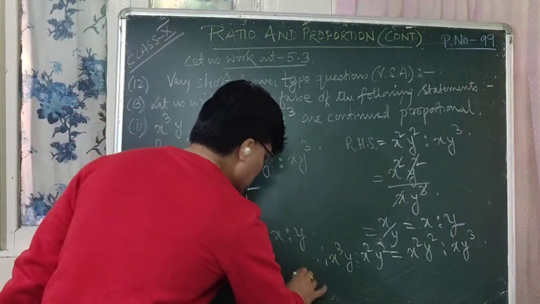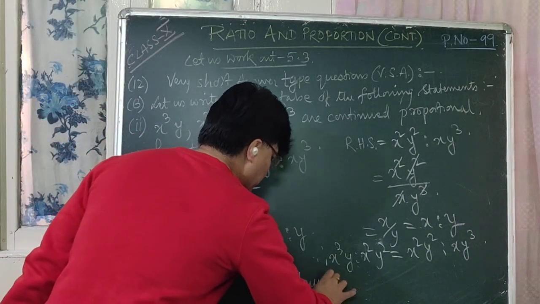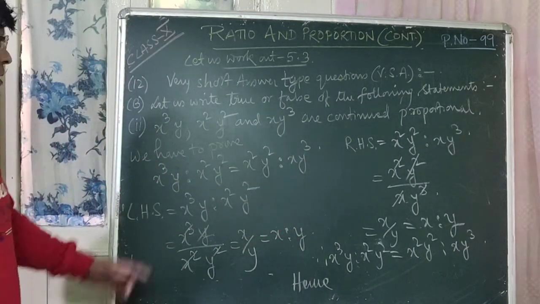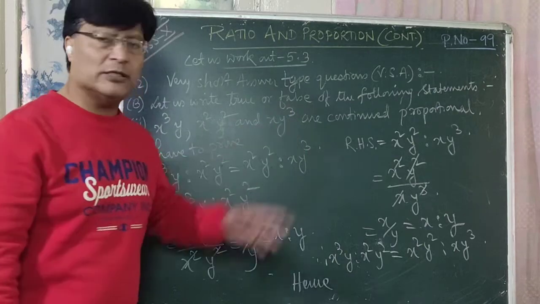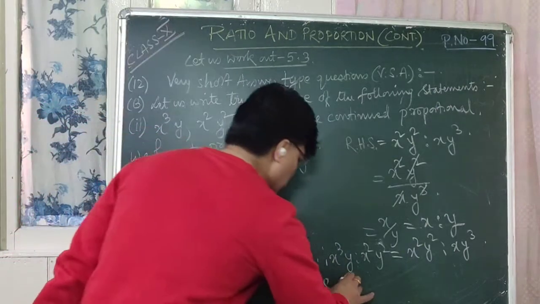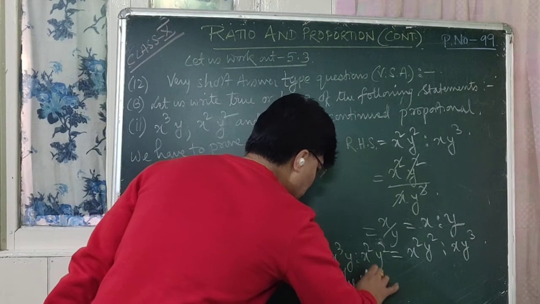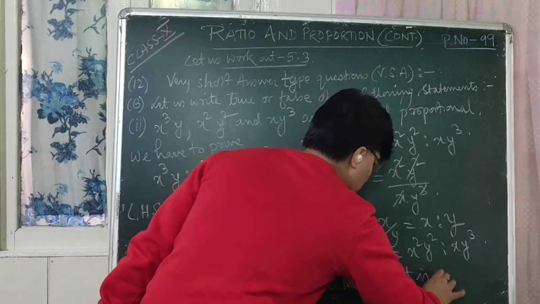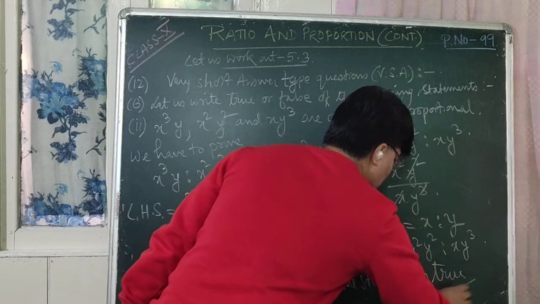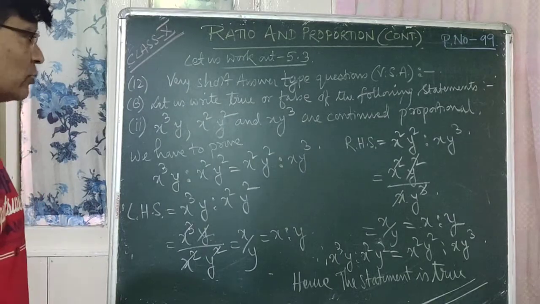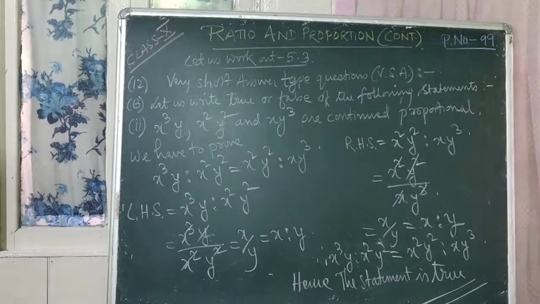So hence they are continued proportional. Is that clear? That means these three numbers are continued proportional. That means the statement is true. Hence the statement is true. Understood? So you can copy it. So we'll do the next question now.